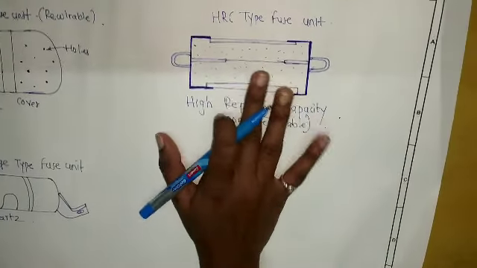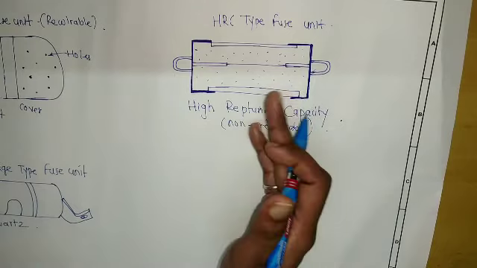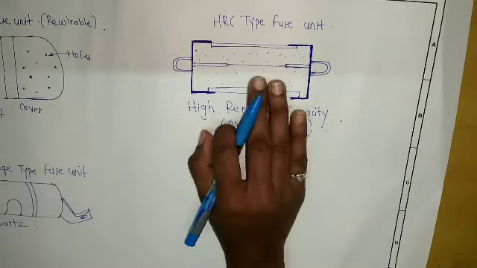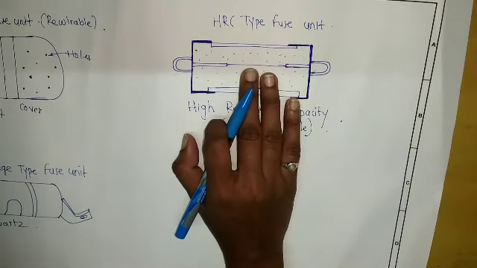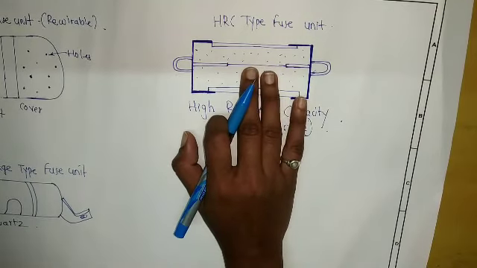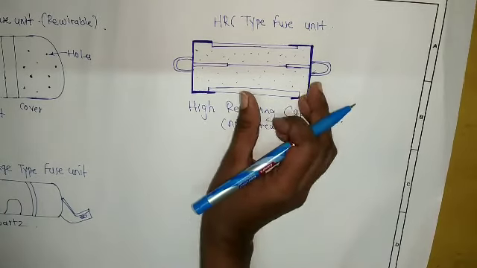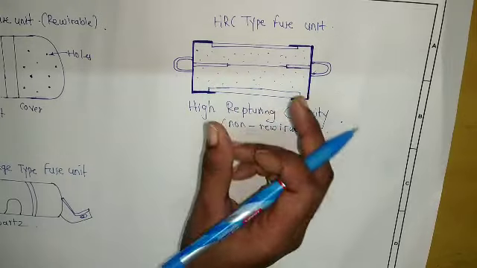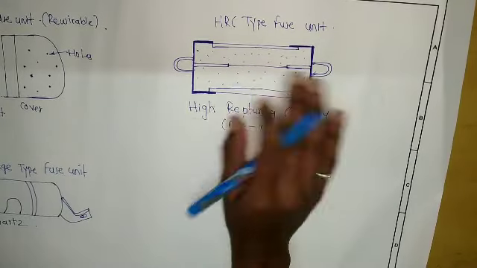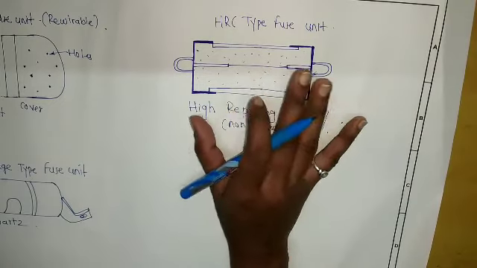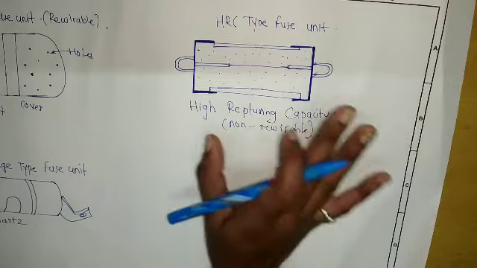But here in this HRC fuse, whenever the overcurrent flows, for a short period it allows the flow of overcurrent, right? It allows it to carry the short circuit heavy current for a particular time period. In that time period, if the fault is cleared, then this fuse wire will not melt. But if in that particular period the fault is not cleared, then the fuse wire melts.